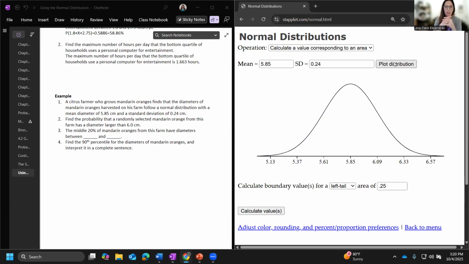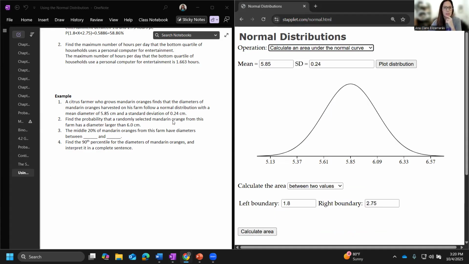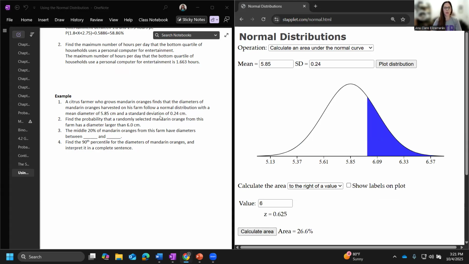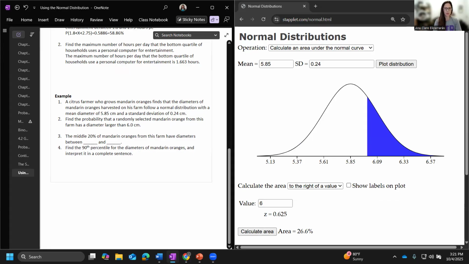I can plot, now my numbers change. Find the probability, I'm not in the right place yet, find the probability, which is area, that a randomly selected mandarin orange from this farm has a diameter larger than 6. So right now I have 2 boxes, which means I'm not in the right place. And I don't want outside a region. So is it left or is it right? Which way is larger? Larger to the right. So to the right of 6, that is 26.6%. So the probability that the mandarin orange is larger than 6 centimeters is equal to 0.266, which is also 26.6%.